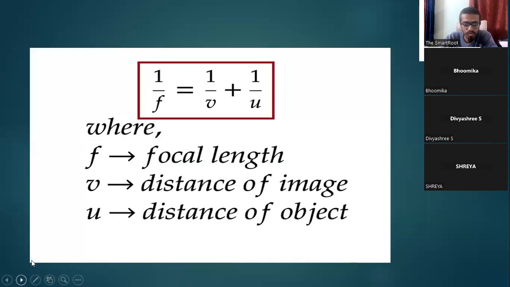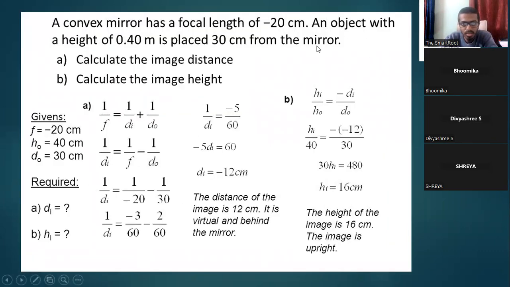You'll be making use of the mirror formula, which is 1/f = 1/v + 1/u, where f is the focal length, v is the distance of the image, and u is the distance of the object from the mirror. Always from the mirror. This is exactly where the sign convention you learned will be used. If v is kept inverted like this, then you take it as minus 1/v. These are things you need to keep in mind. That was just an example, you don't actually keep it as minus. So let us try and solve this using a problem.